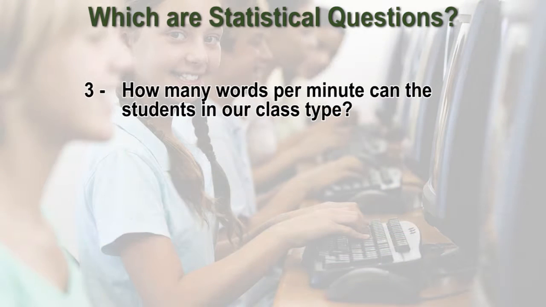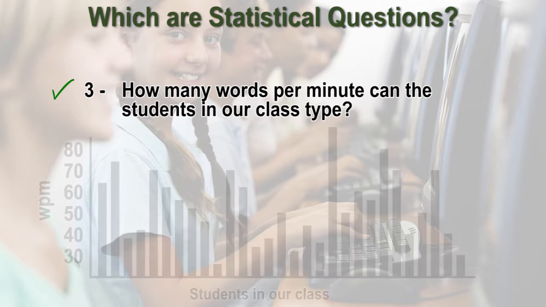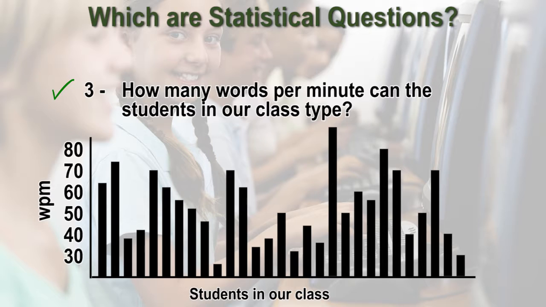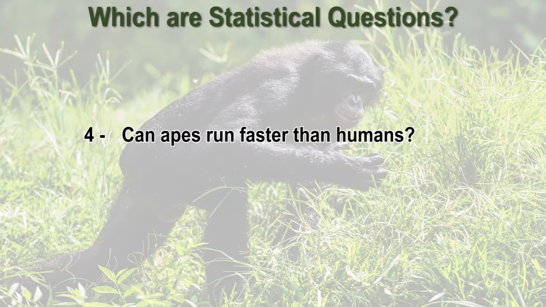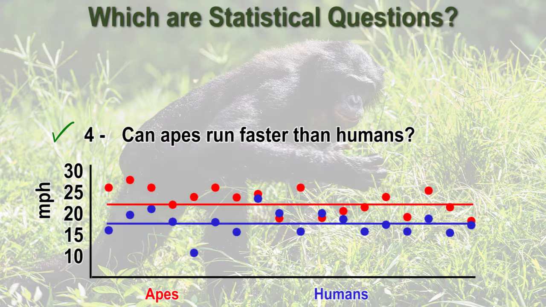How many words per minute can the students in our class type? This is a statistical question because data could be collected to determine the words per minute each student can type, and then analyzed and interpreted in a graph. Can apes run faster than humans? This is a statistical question because data could be collected to find the speed of apes and humans. The data could be analyzed in graphs to determine the answer. There is variability in the data.